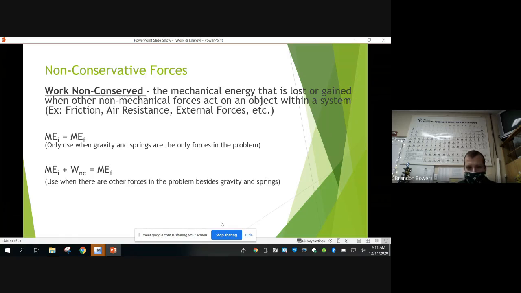All right, so when we only use gravity and springs, we're just going to use mechanical energy initial equals mechanical energy final. However, when there are other forces acting on it, we have to consider the work non-conserved equation. So it adds just one extra little thing we've got to consider, which isn't too bad.